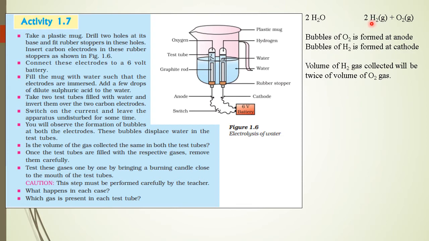If this 2 were not there, if there was no need to add it because the equation would have been balanced otherwise, then the volumes would be equal, 50 ml and 50 ml. But since we have multiplied by 2, if the oxygen gas I have collected is 50 ml, the hydrogen would be twice of that, 100 ml. So the volume of the hydrogen gas collected would be twice the volume of oxygen gas.